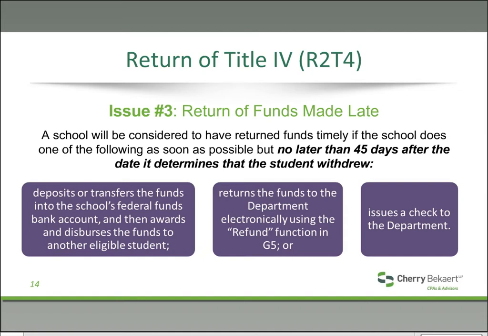You can either do it through deposits or transfers into your school's federal funds bank account and then award and disperse it to another student. A lot of times those types of transactions are happening really early on in the semester and you're just sort of crediting money back to your federal cash account and awarding it back out. Those are considered effective refunds.